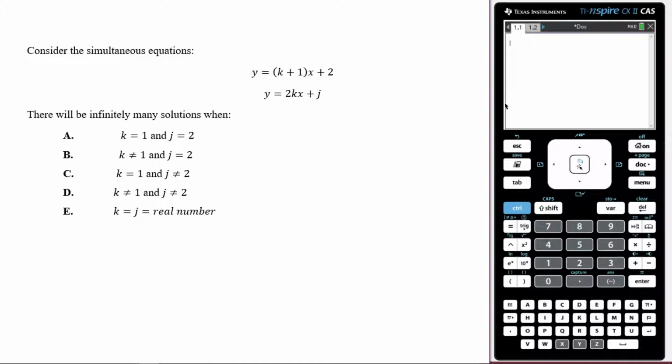Welcome. So we're going to answer this question here. It says we need to consider the simultaneous equations this and this. There will be infinitely many solutions when which of the following are true. Okay, so we need to think about this for a second.